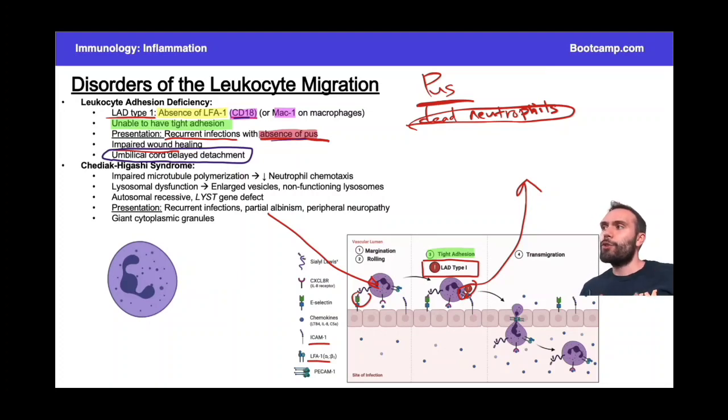Again, it has to do with neutrophils going to the site, and neutrophils play a very pivotal role in the umbilical cord coming off when it does. CD18, absence of pus, umbilical cord detachment.